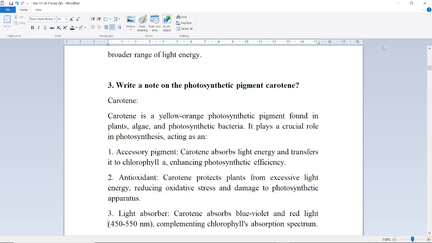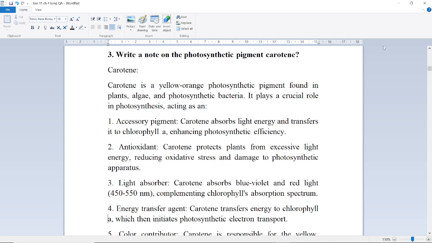Next question is, write a note on the photosynthetic pigment carotene. Carotene is a yellow-orange photosynthetic pigment found in plants, algae, and photosynthetic bacteria. It plays a crucial role in photosynthesis, acting as an accessory pigment. Carotene absorbs light energy and transfers it to chlorophyll A, enhancing photosynthetic efficiency.